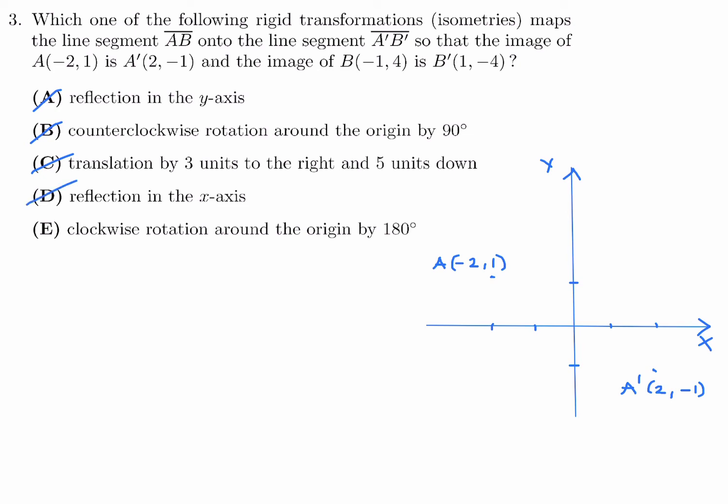So we haven't even talked about E, but by process of elimination, the answer is E. But let's just look at E. Clockwise rotation about the origin, 180 degrees. So we would take this and go 180 degrees, and indeed we would end up here. So that's the only one that makes any sense, actually. So the answer is E for number 3.